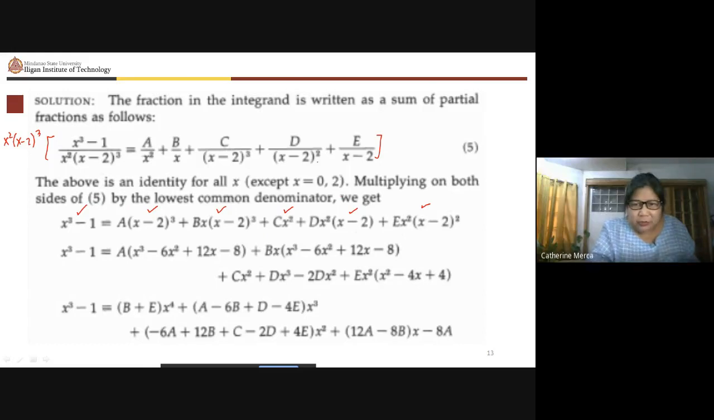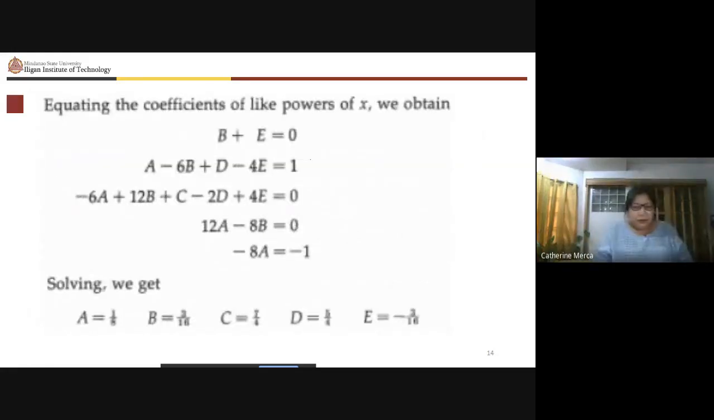Kasi dalawa lang naman yung magiging reason na magiging undefined siya when x equal to 0 and when x is equal to 2. So finally, solving for the equation, actually medyo matagal ito. Sa klase, ginagawa ko, pinaka-solve ko to. But at this point, let's just accept that this one is correct. You can actually verify it later on.